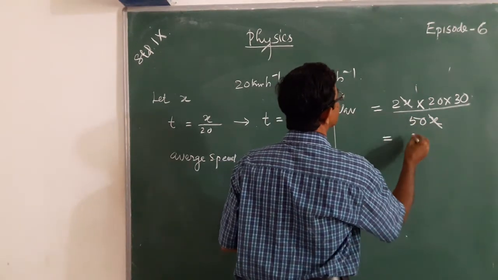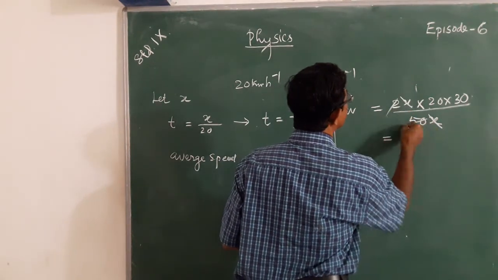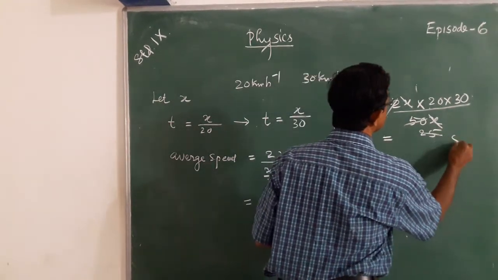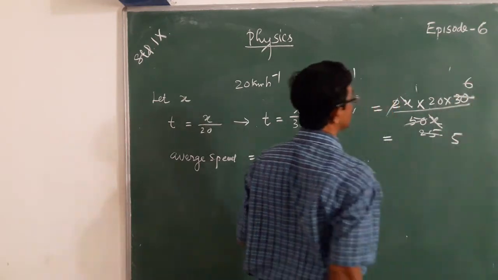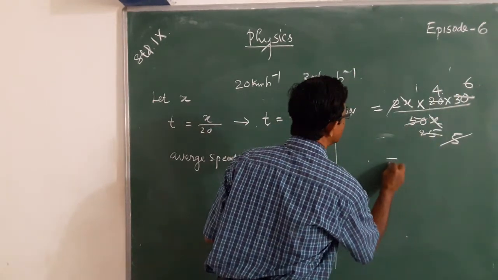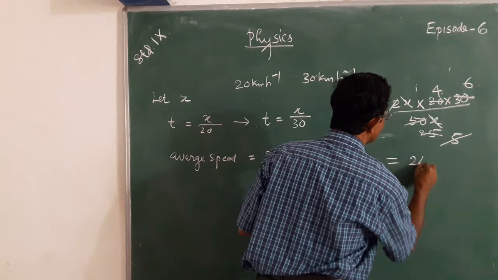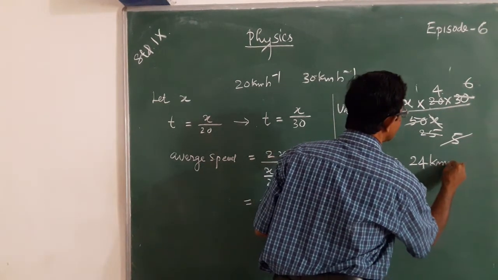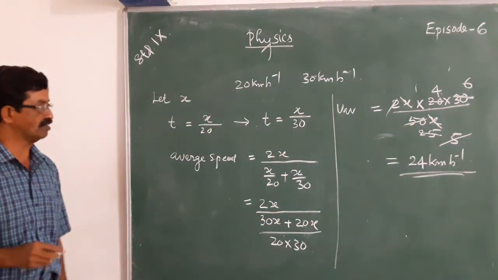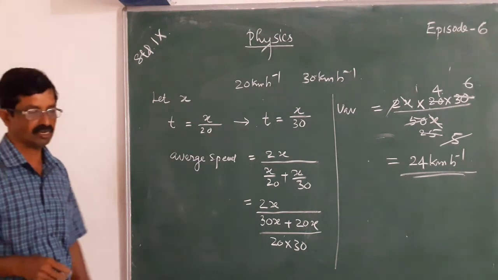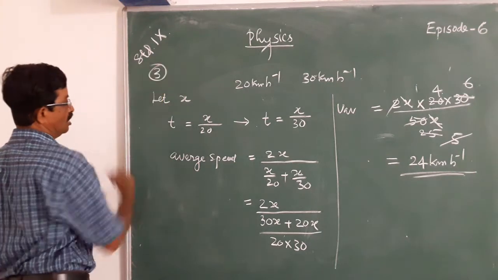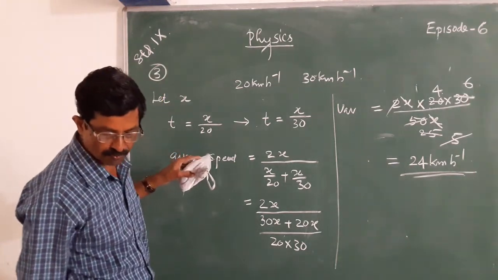Now when we cancel 2 and 50, we get 25. Now 5 times 5 is 25, and here 6 times 5 is 30. This 5, when we cancel with this, we get 4 into 6, 24 kilometer per hour, which is the average speed of Abdul. Okay, this is the answer for question number 3. Now we can go to question number 4.